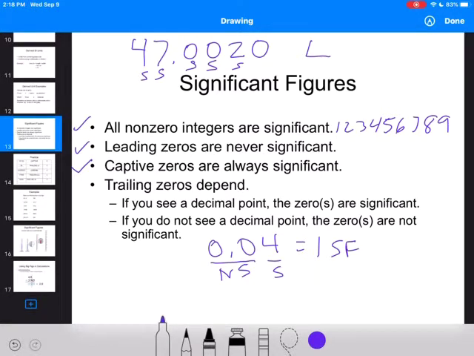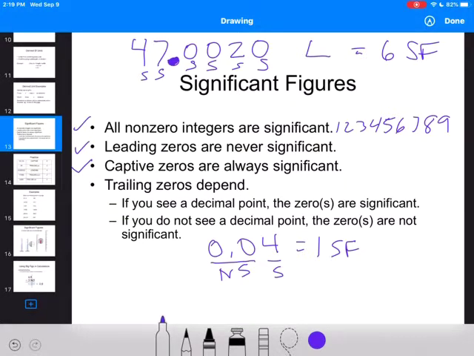Now we have to look at zeros at the end of a value. Zeros at the end of a value, we call those trailing zeros. And of course, at the end, it depends. So we see that our 0 here is at the end. So we have to take a look. You pick your head up and you look. Oh, look, there is a physical decimal point right there. So if you see a physical decimal point, those zeros are significant. So that means this trailing 0 is significant, and the value up here is going to have a grand total of 6 significant figures. Whereas if I didn't see a decimal point, then that 0 at the end would not be significant.